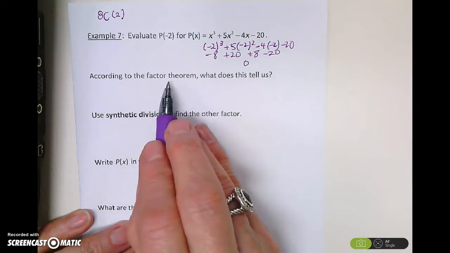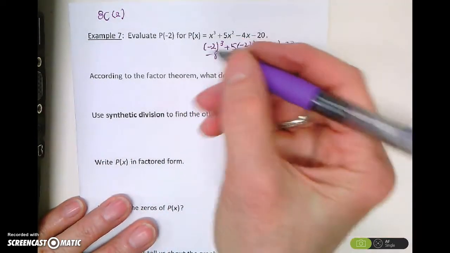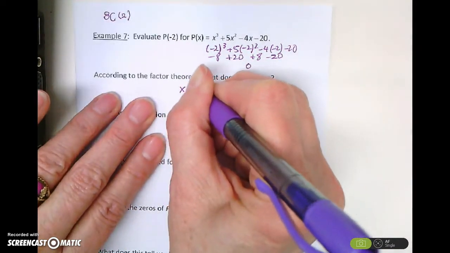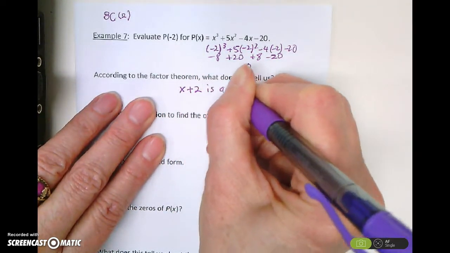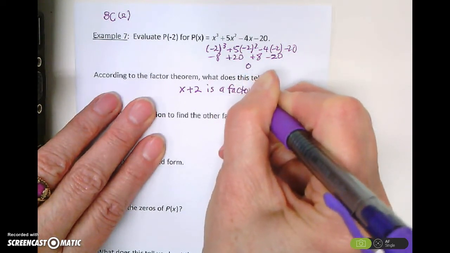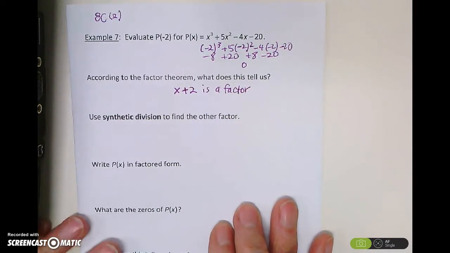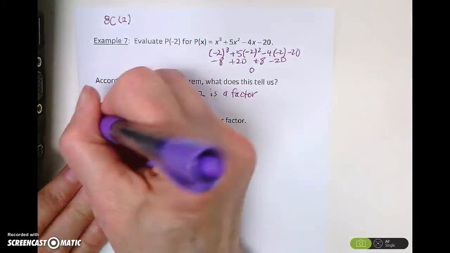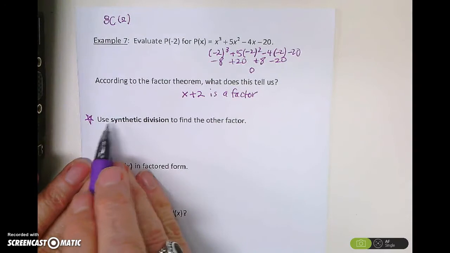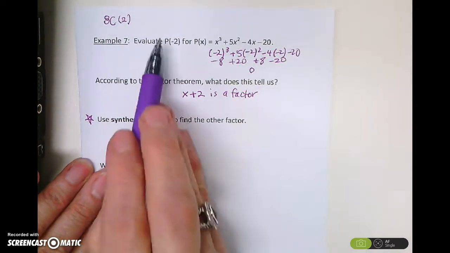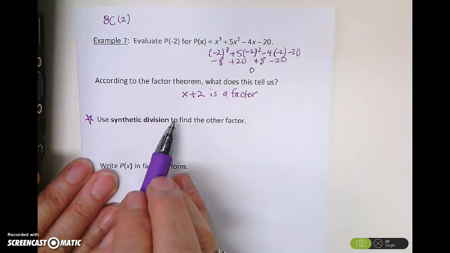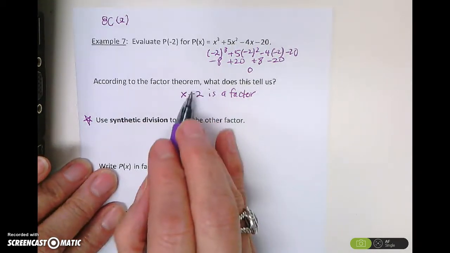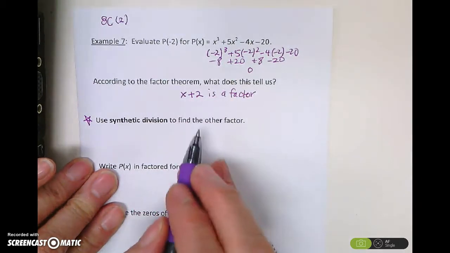So according to the factor theorem, what does this tell us? It tells us that if we plug negative 2 in and get 0, that x plus 2 is a factor, and that the remainder, when I divide by that, is going to be 0. So this is kind of like a star. We're going to factor now, knowing one of the factors, we're going to try and find the other factors. So if x plus 2 is a factor, we're going to divide this into the polynomial and see what's left over.